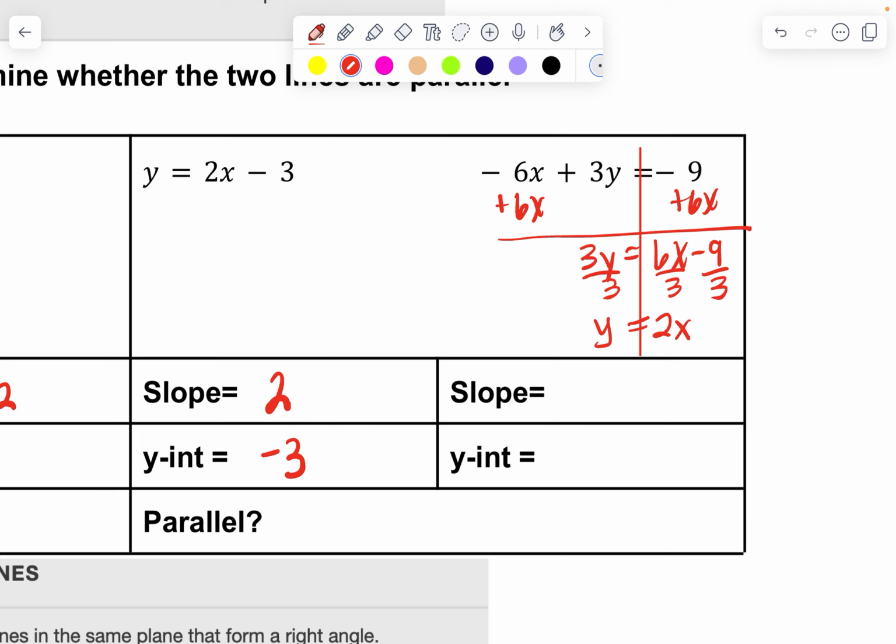6 divided by 3 is 2. 9 divided by 3 is 3. So this has a slope of 2, a y-intercept of negative 3. I see that they have the same slope, but they also have the same y-intercept, which means they are the same line. So no, they are not parallel because they're the same line.